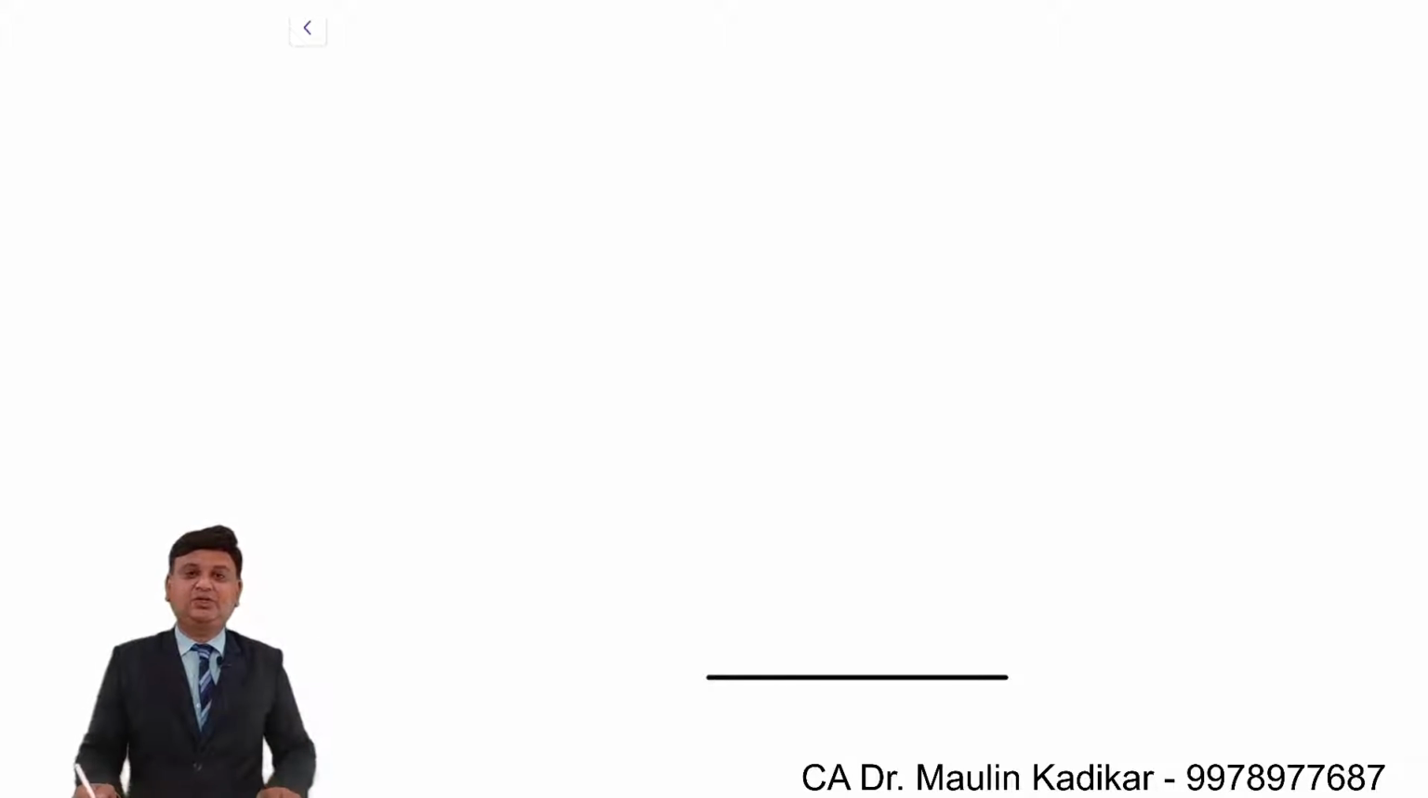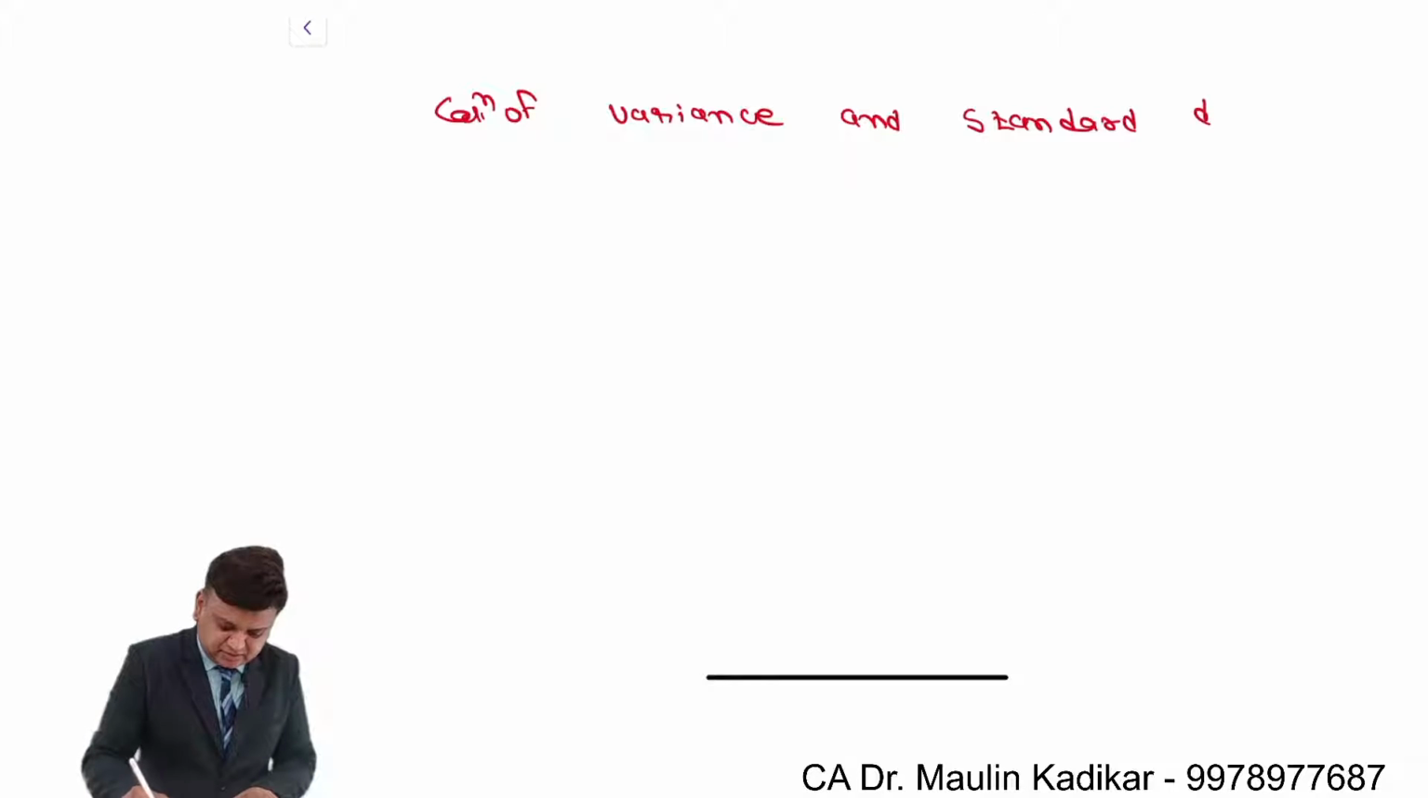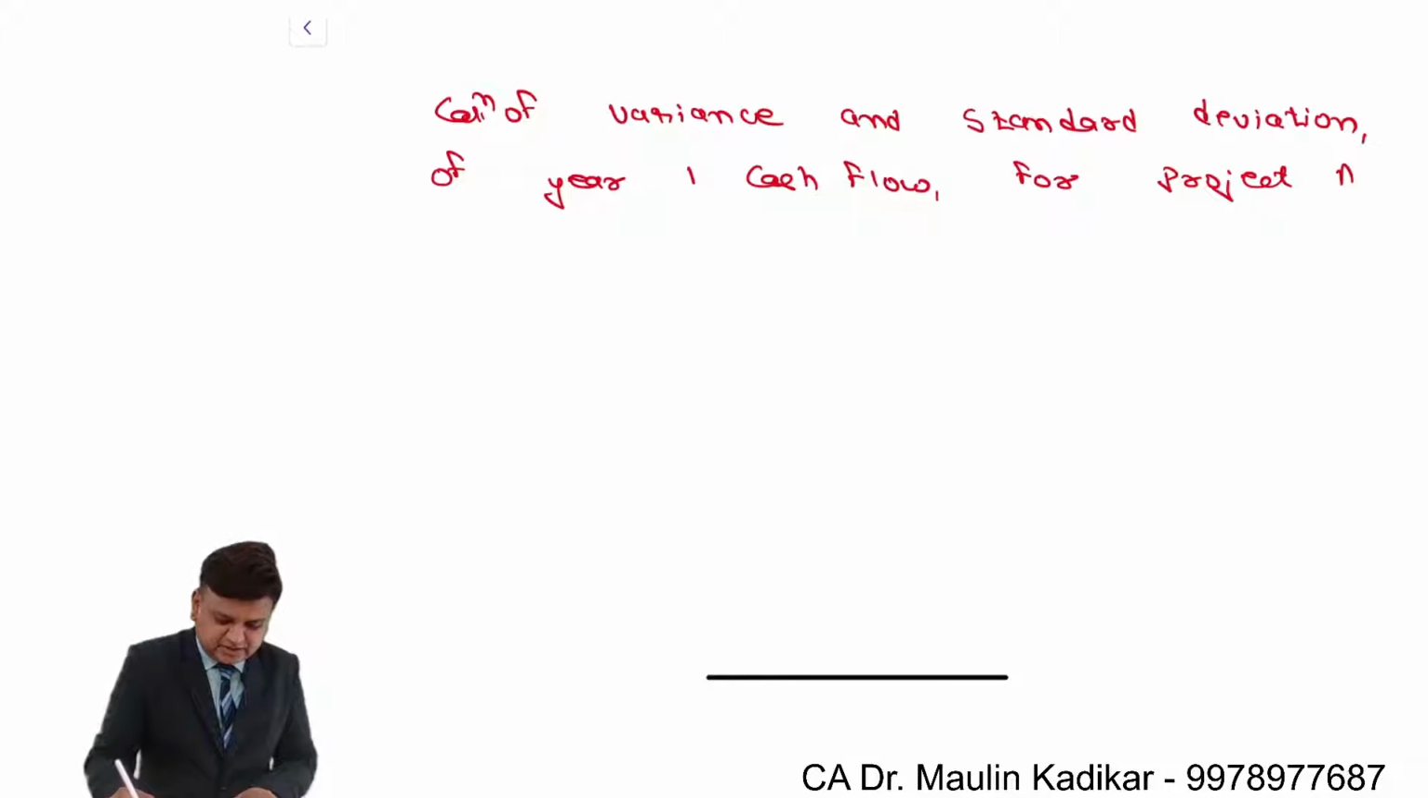So let us make the calculation of the variance and standard deviation for project A, and then we will do for project B. So write down heading: calculation of variance and standard deviation, comma, of year 1 cash flow, comma, for project A.